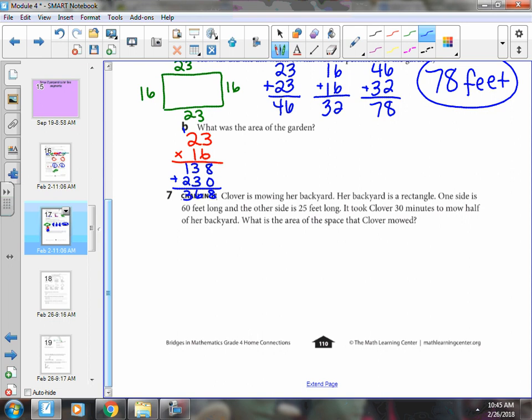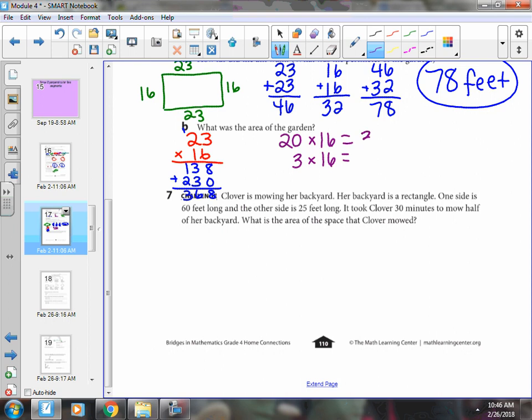If you don't know traditional, do the break apart method. The break apart method, let's see. I think I'm going to break apart 23 into 20 and 3. I think we can still keep the 16 as 16. I think 16 is an easy enough number that we can break apart 16. So instead of 23 times 16, do 20 times 16 and 3 times 16.